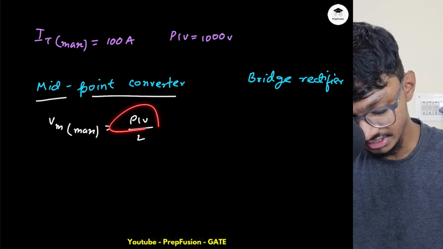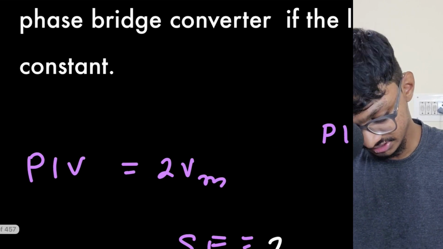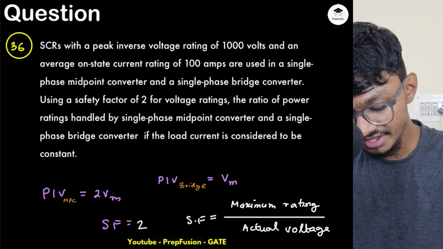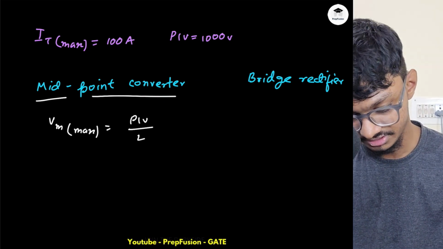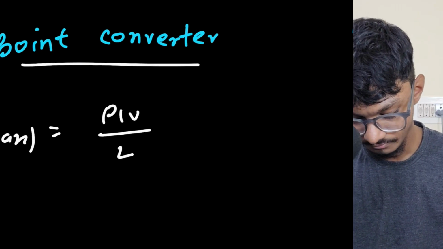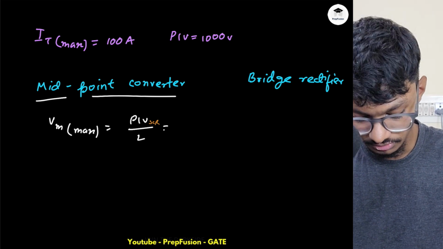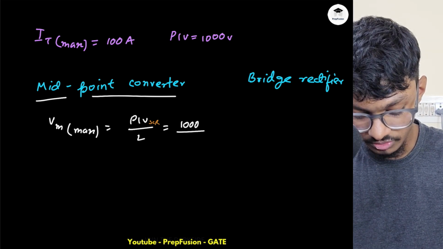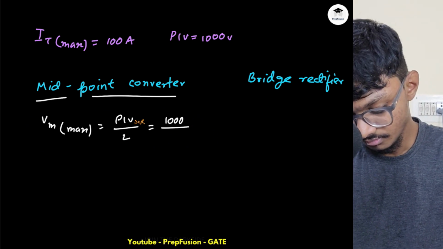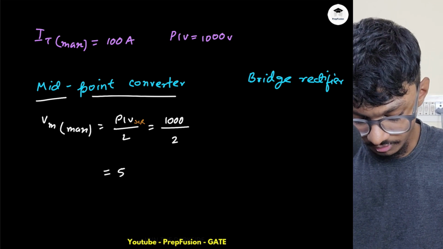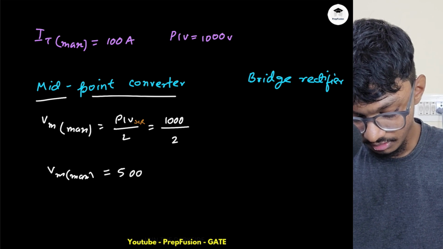So PIV is fixed. This is the PIV of the midpoint converter, but the PIV of each SCR is fixed, which is 1000 only. That value is fixed. So the PIV of the SCR is 1000, so 1000 divided by 2. So the maximum value my VM can be is 500 in the midpoint converter.